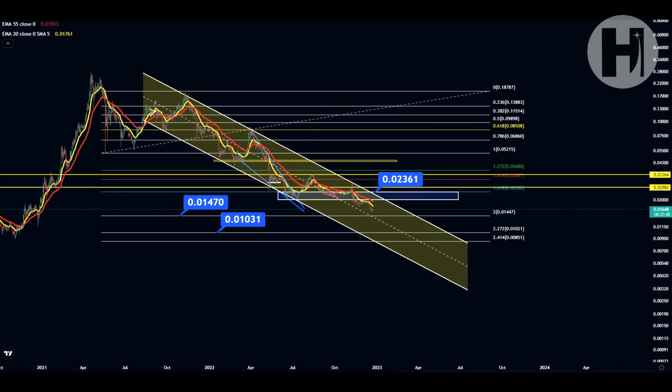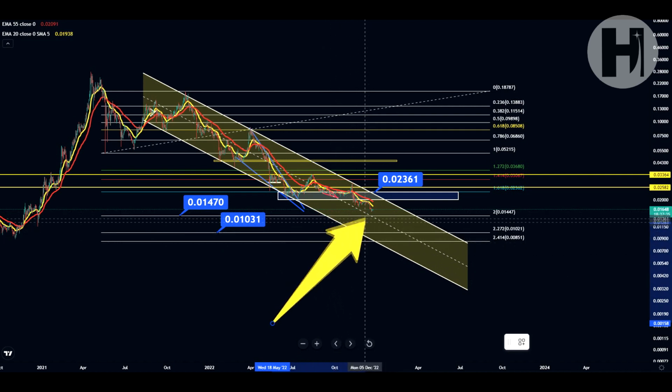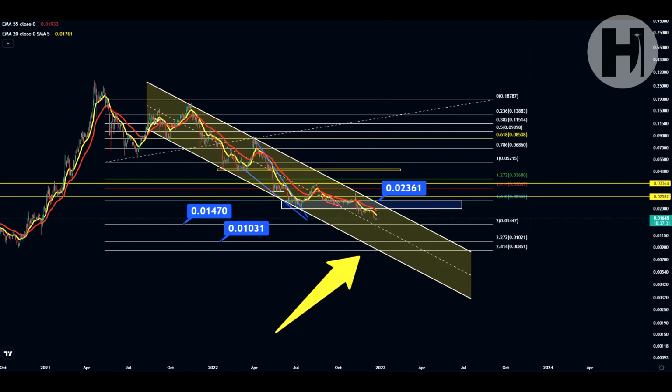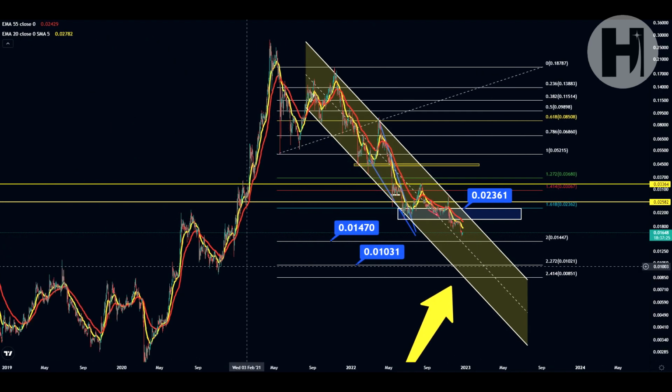So I would be targeting the bottom of this channel if we see further moves to the downside, which I think are going to be coming. But dollar cost averaging at these prices is also very smart because we are literally sitting at the prices that we were testing back in December of 2020.